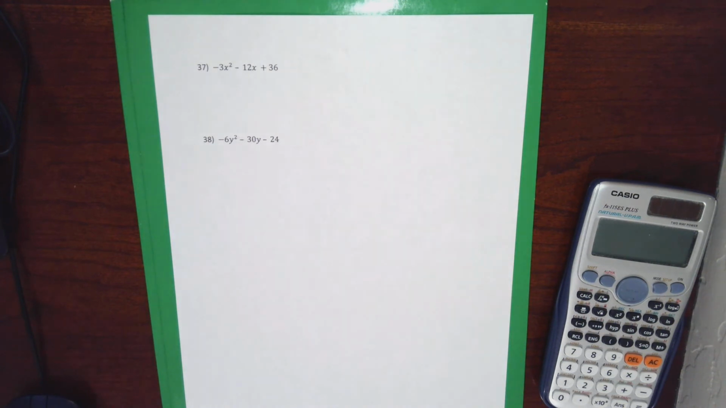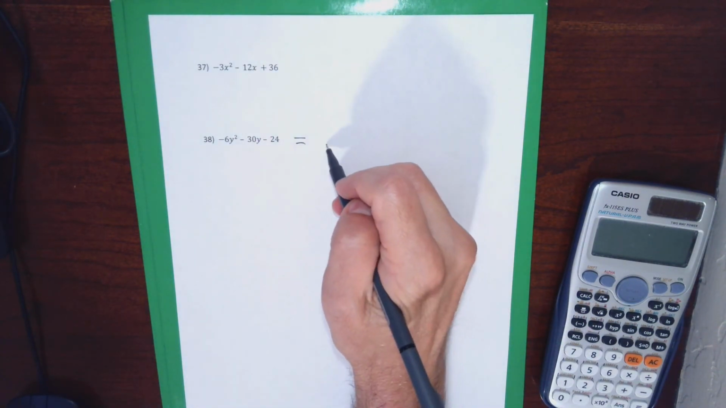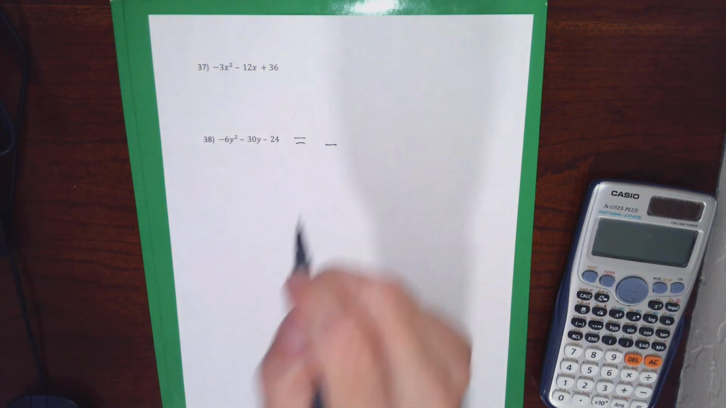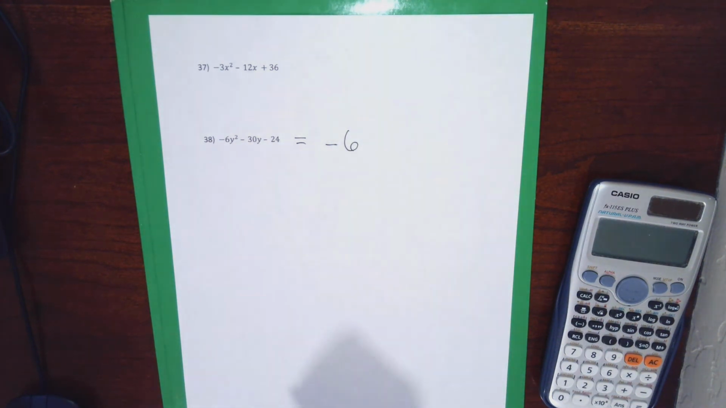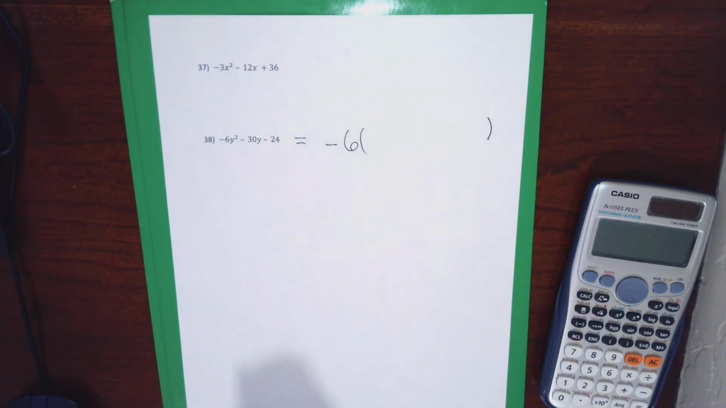37 and 38, same sort of issue. The first term is negative, so at a minimum I need to factor out a -1. But in addition, in 37 and 38, there's a common factor that I need to pull out in addition to the negative. First step in problem 38, I'm going to factor out a negative because the first term is negative. I'm going to factor out a 6 because 6 is the largest number that goes into 6, 30, and 24. I'm not going to factor out a y because the 24 doesn't have a y. So I'm doing my one parentheses GCF factoring with a negative because the first term is negative.